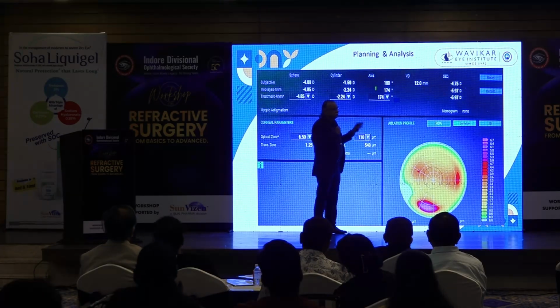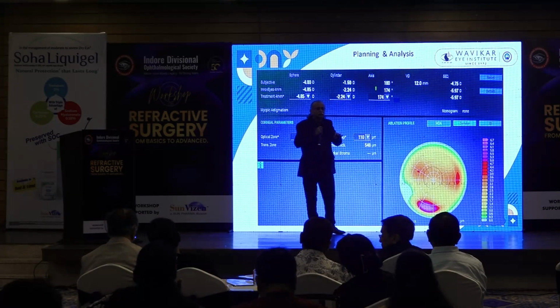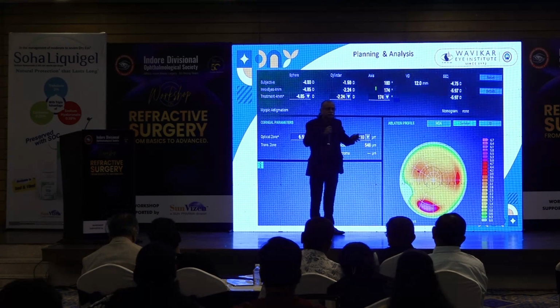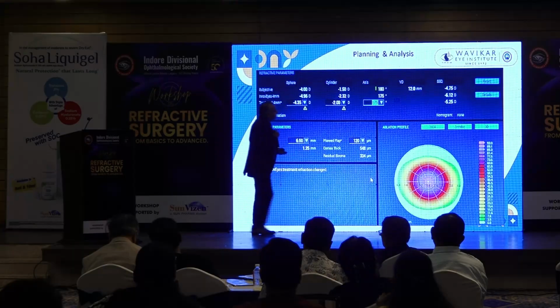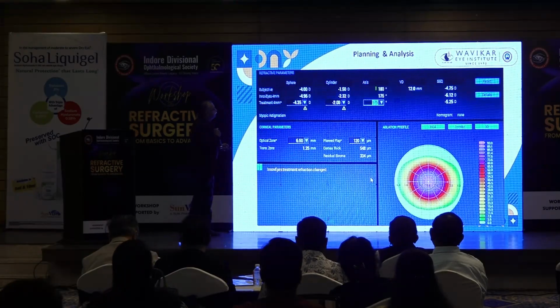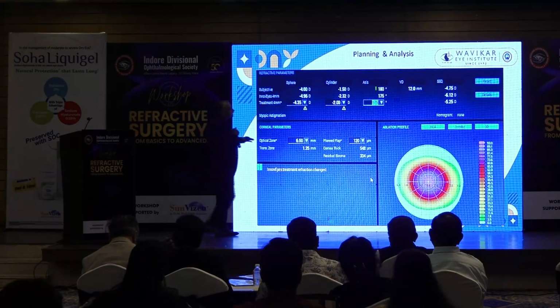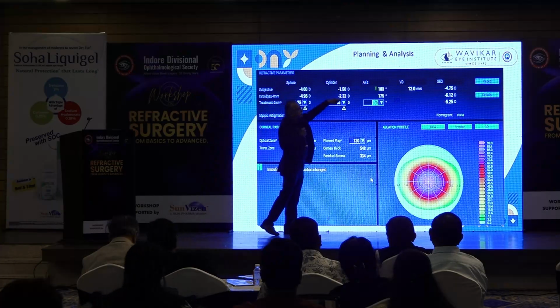If the difference, that means the unaccounted cylinder, that means the lenticular astigmatism, was 0.5 or more, I would not have gone ahead with the treatment. Then I go to, okay, now there is an algorithm by which you reduce this by about 10%.